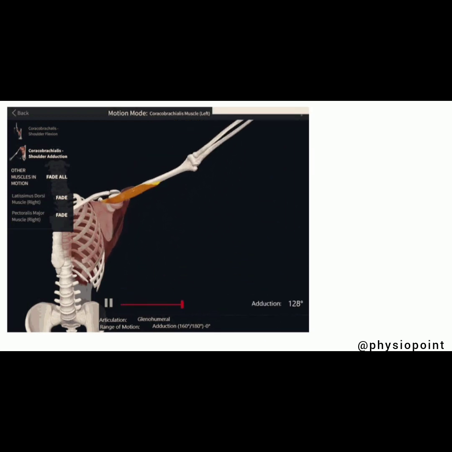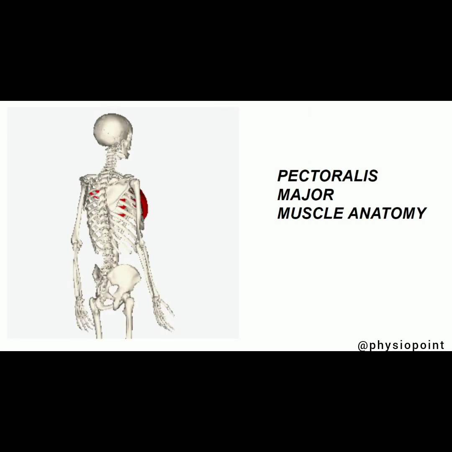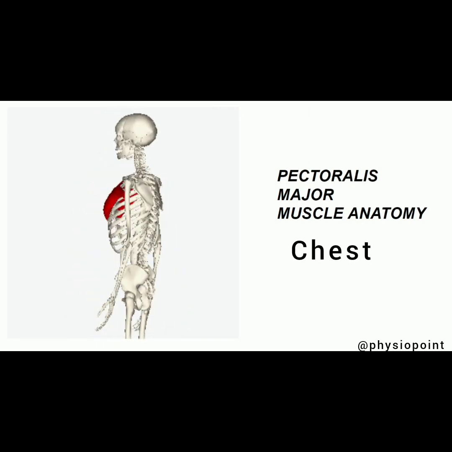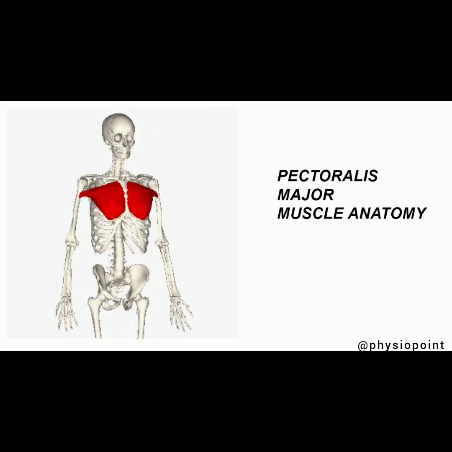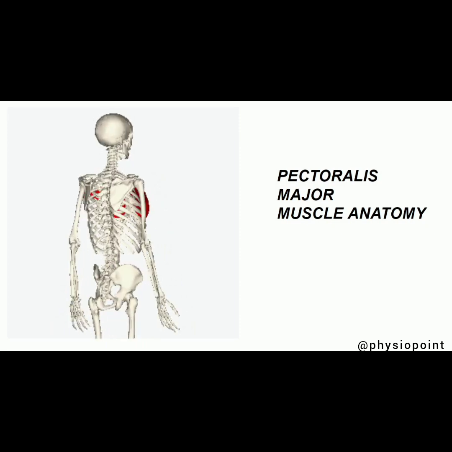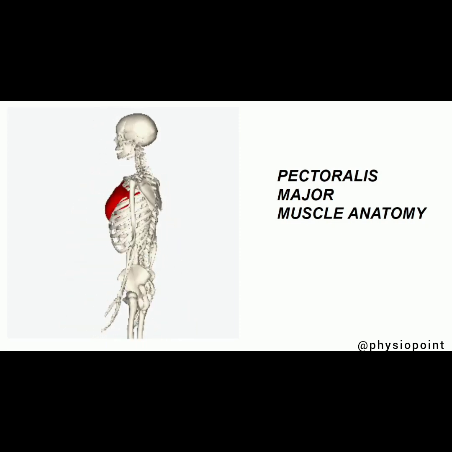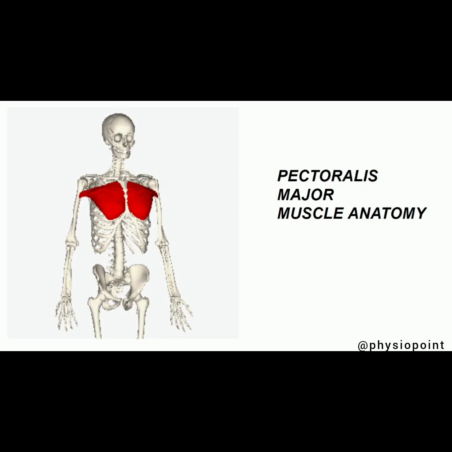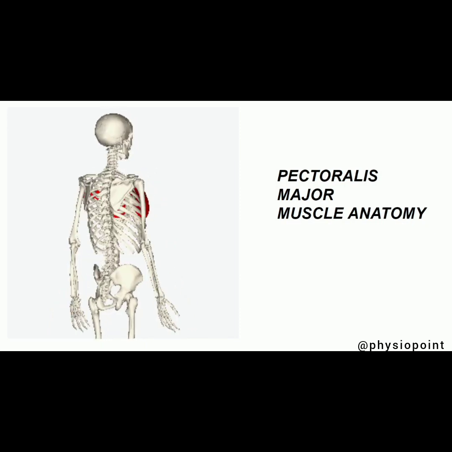Coming to the next muscle, pectoralis major. Pectoralis indicates the chest and major indicates large, which indicates that there is also a smaller muscle in the chest called the pectoralis minor. So a large muscle located in the chest is called the pectoralis major.